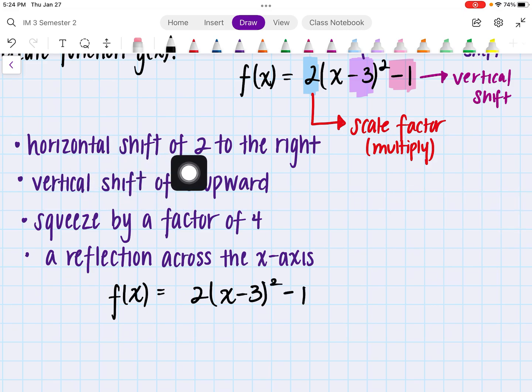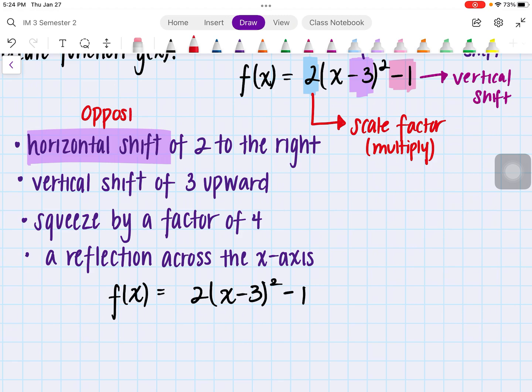First off, it says horizontal shift of 2 to the right. Now, guys, once again, whenever we're talking about horizontal shift, it's always the opposite. If they're telling me to move to the right, technically that would be a positive number. But when I see that in my equation, it's actually going to be minus. So I'm going to subtract 2 instead of adding it, because once again, it represents the opposite here.